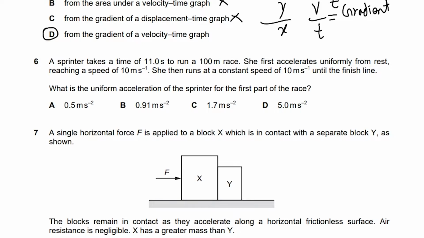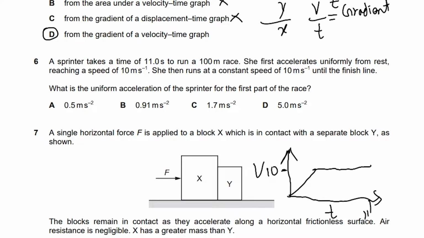If we draw the velocity time graph of this sprinter, it will be something like this. Velocity on the y-axis, time on the x-axis. Now, she accelerates uniformly and then she moves at a constant speed, which is 10 meters per second. The total time she takes is 11 seconds. Now we have to find the uniform acceleration, or the gradient of this line, the initial acceleration.